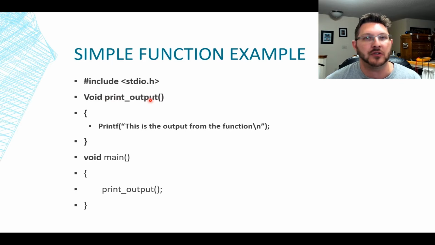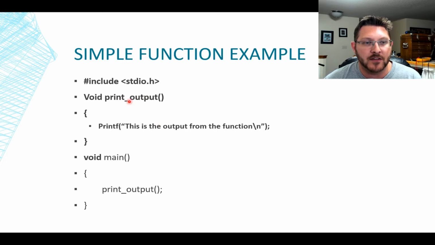I just named this print output. You could name it anything. You can name it print to screen. You could name it whatever you want. And then the open and close parentheses designate that there are no parameters to pass to it. We'll talk about what parameters are in just a minute. So basically inside here, you write it just like you would write stuff in your main function. We've got a printf statement, and we've just got some words that we're going to print out with a new line character. And that's pretty much it. You have open and closed curly braces, just like the main function. And that's pretty much it for the simple declaration.